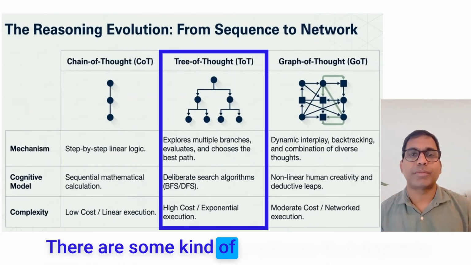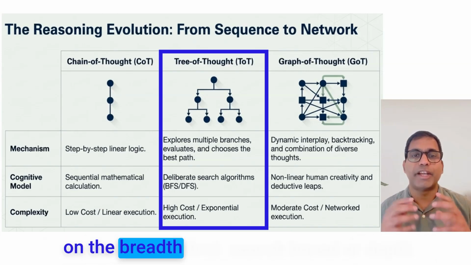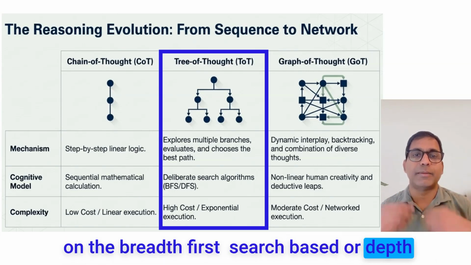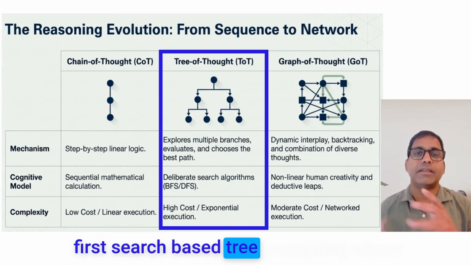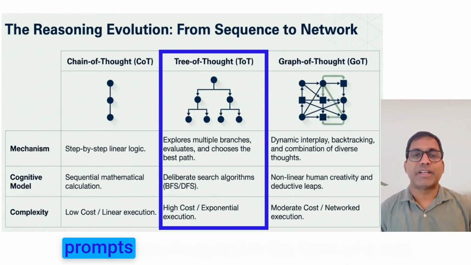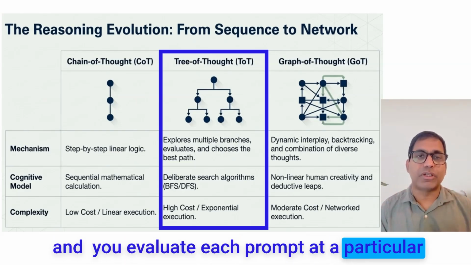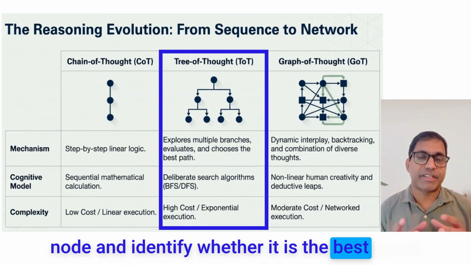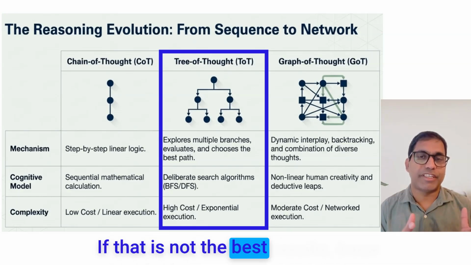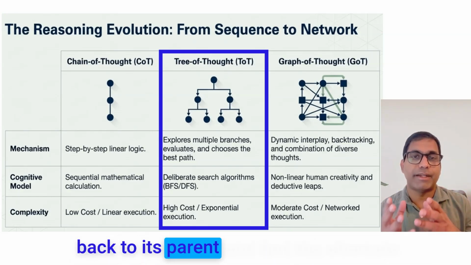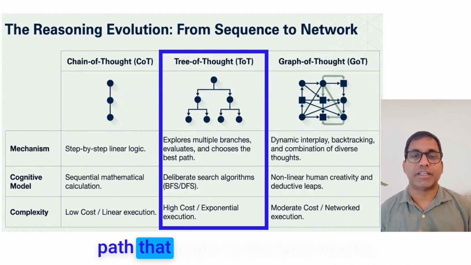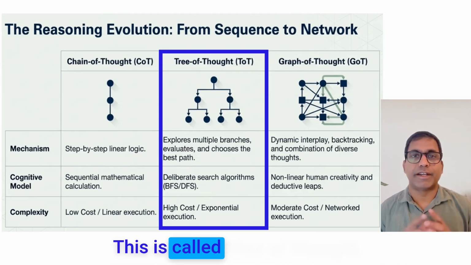There are some kinds of problems that depend on breadth-first search or depth-first search based tree prompting, where prompts are designed in the form of a tree, and you evaluate each prompt at a particular node and identify whether it gives the best result. If it is not the best result, trace back to its parent and find the alternate path that leads to the best result. This is called tree of thought.